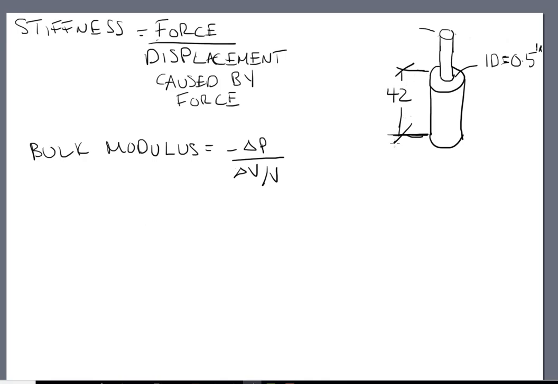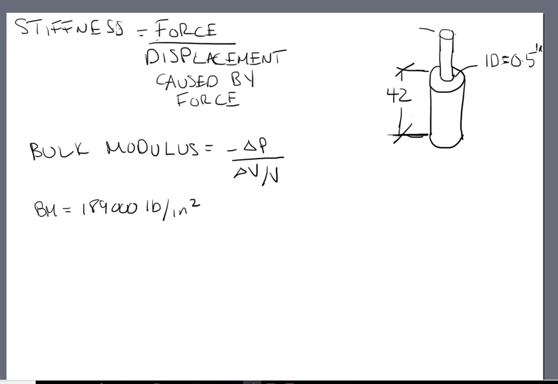It's 42 inches long. And from the MOTS textbook, we know that the bulk modulus of a liquid is equal to the negative change in pressure over the change in volume divided by the original volume. So the BM for machine oil is equal to 189,000 pounds per inch squared. Okay? So that's what this term is going to equal here.